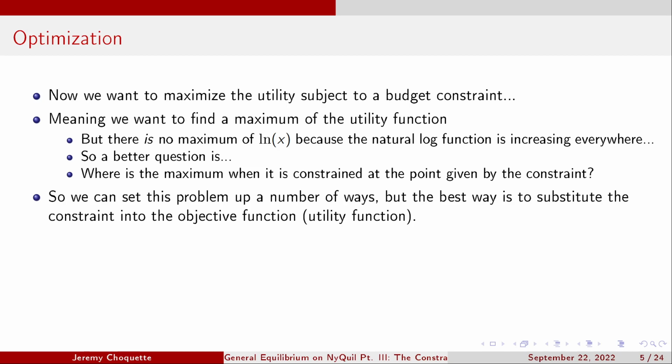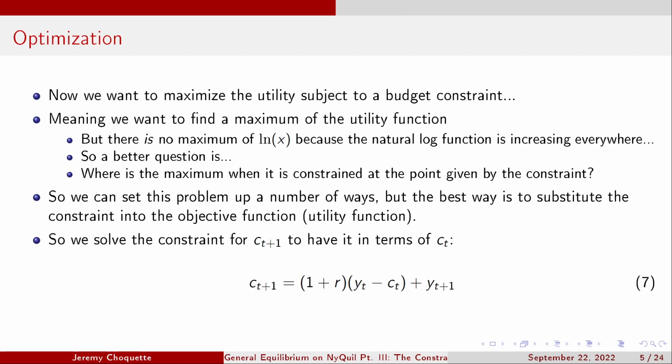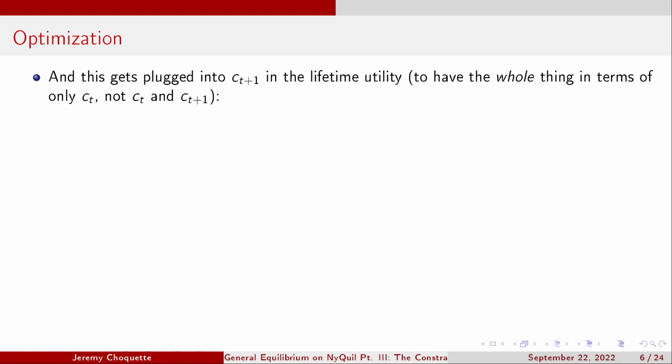Really, I can do it any number of ways. The best way to do it here is just to substitute the constraint into the objective function, which is the utility function. So I'm going to solve the constraint for C_{t+1}, so I have it in terms of C_t, and you'll see why in a second, because it works out to our advantage. By solving it for C_{t+1}, I get (1 plus the interest rate) times (income minus consumption) plus tomorrow's income, and I'm going to plug this into C_{t+1} in lifetime utility. So now the whole thing is in terms of only C_t, not C_t and C_{t+1}.